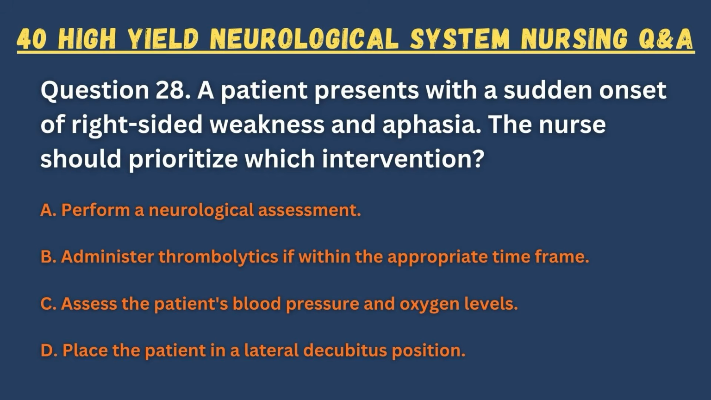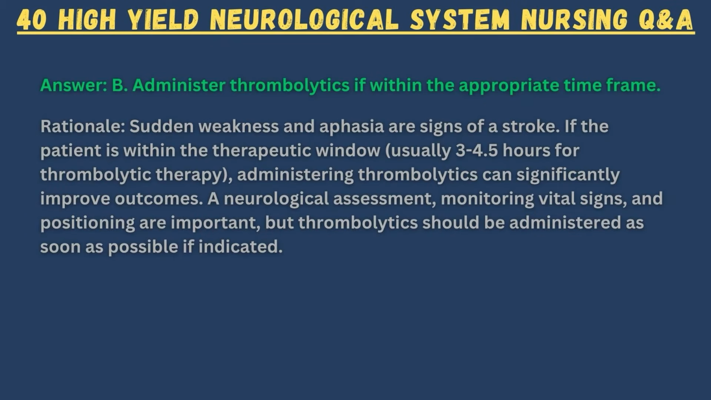Question 28. A patient presents with a sudden onset of right-sided weakness and aphasia. The nurse should prioritize which intervention? A. Perform a neurological assessment. B. Administer thrombolytics, if within the appropriate time frame. C. Assess the patient's blood pressure and oxygen levels. D. Place the patient in a lateral decubitus position. Answer: B. Administer thrombolytics, if within the appropriate time frame.